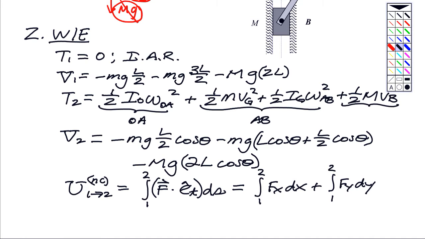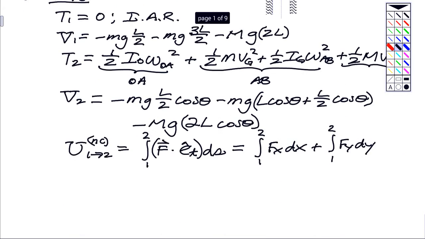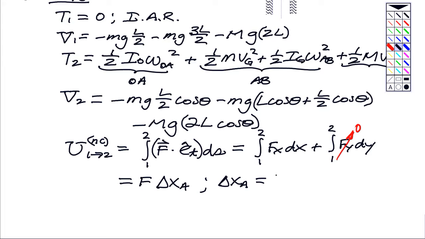Maybe I should define what I mean by x and y. I'm going to put x to the right and y up. So there's no y component to that force, so I strike out this. The x component is just that constant magnitude force of F. And so we just need delta XA, where delta XA is just the distance that A has traveled to the right. Well, that's equal to L times sine of theta.